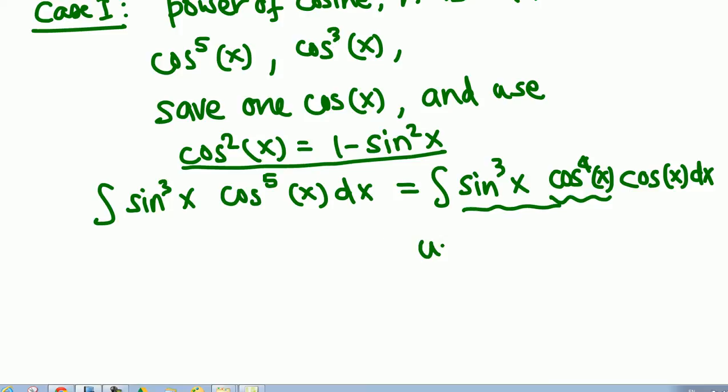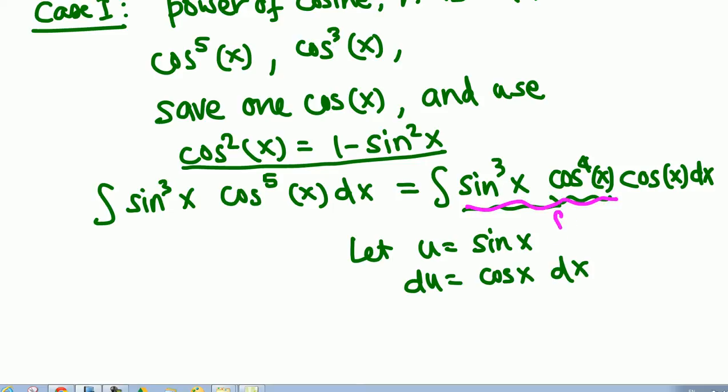Then we say u equals sine x, and when we take the derivative and write the equivalent differential, we get du equals cosine x dx. All that means this will be a function of sine, or in our case u, a function of u, and this will be du. Okay, this will be a function of u and du, and we know how to integrate that.